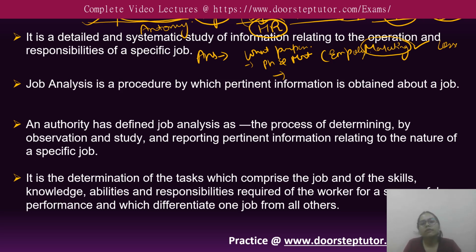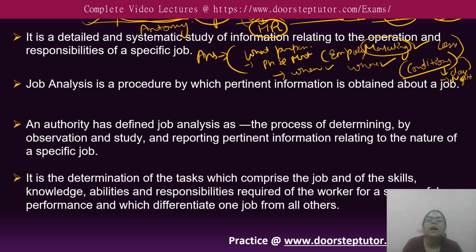It also gives answers like when the job has to be performed, where the job has to be conducted, and under what conditions our job has to be done, right? For example, some jobs are done in the day and some jobs are done at night. These are the conditions that our jobs hold. So job analysis gives answers to these questions in detail, and these answers help our organization to know what type of job it is and how to allocate our human resource so that everything can be done in an efficient and effective manner. So this is all about job analysis, right?